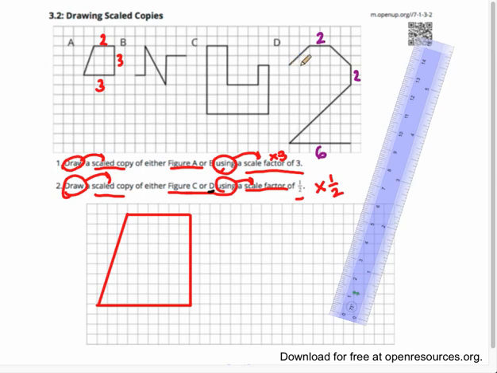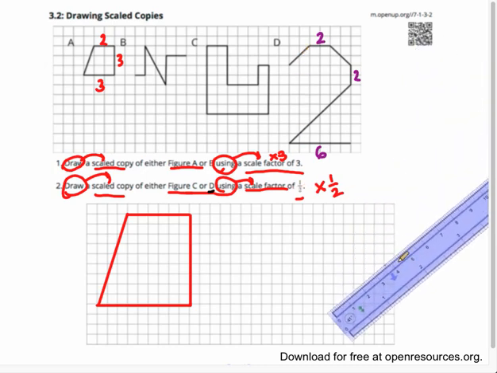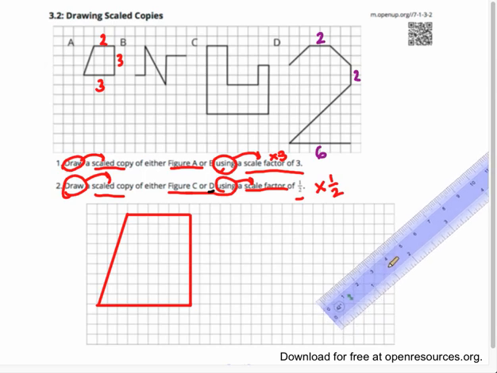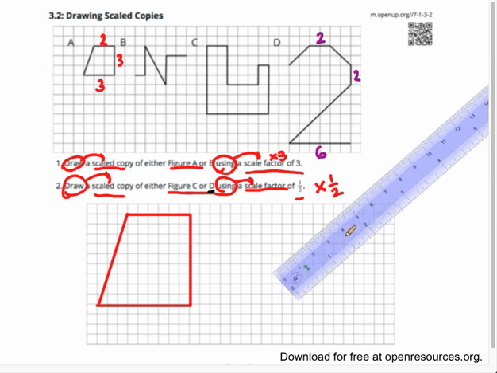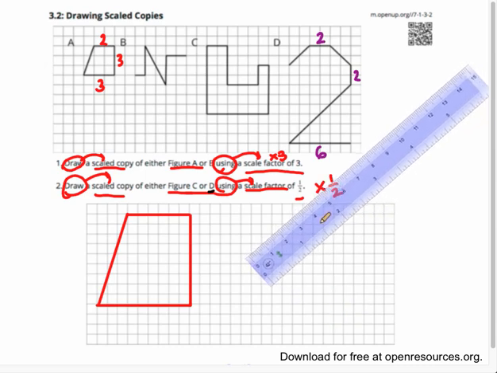This goes across for 2 units and up for 2 units. So half of 2 is 1. So this would only go across for 1 unit, and this would go up for 1 unit. So let me draw that here. Just 1 unit up and 1 unit across.